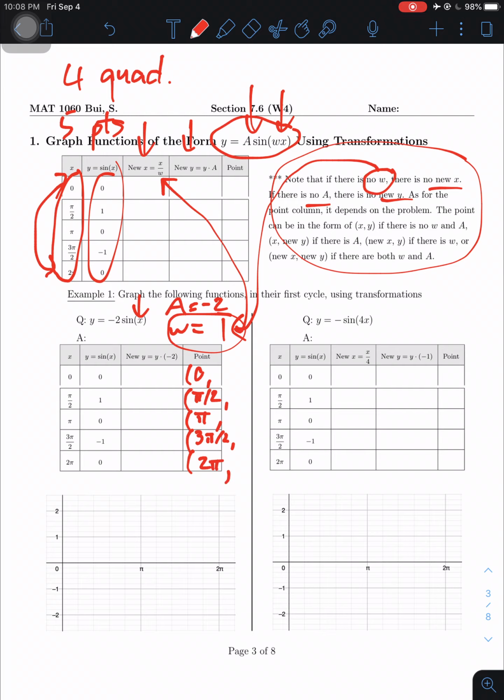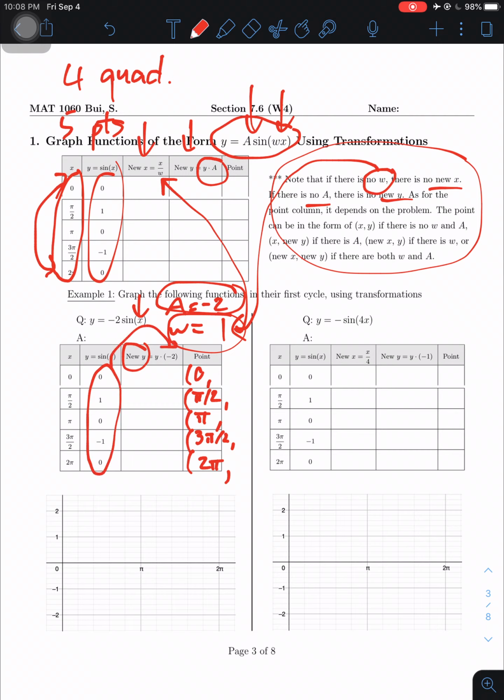Okay, so my mission now is to find my new y, right? And I give you guys a formula. The new y equals the old y times a, right? And my a in here is -2. That's why I'm gonna do y times -2. And what does it mean? It means that I'm gonna take each of these values and times it by -2.